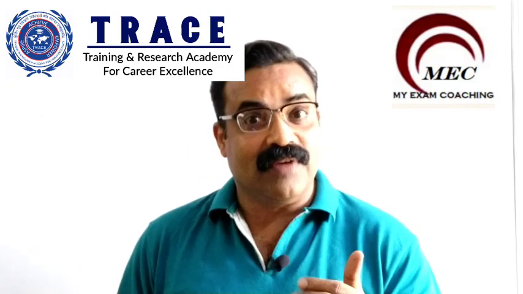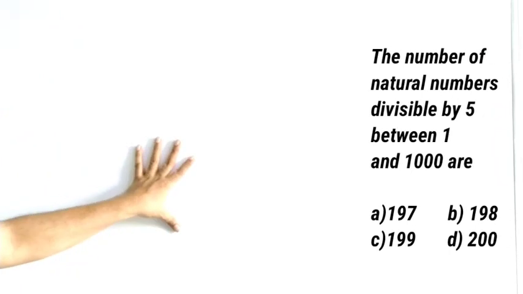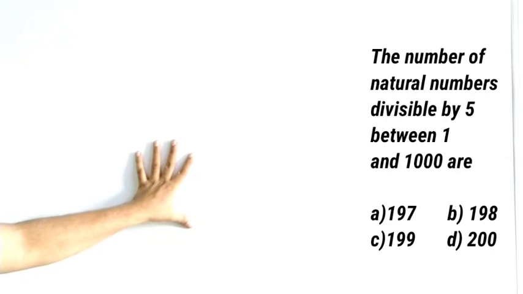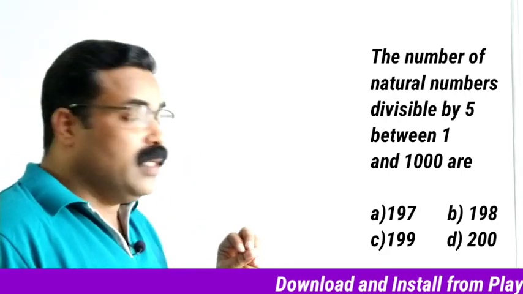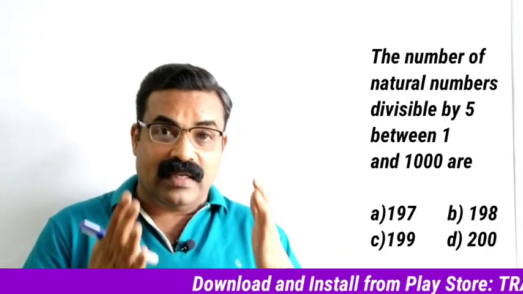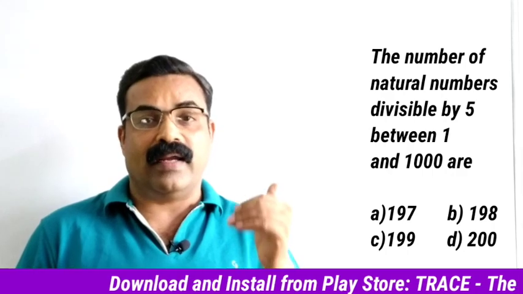So let us go to the first question. Here is your first question. All these questions are selected from the topic test of divisibility. Question number 1 is: the number of natural numbers divisible by 5 between 1 and 1000 are. The numbers which are divisible by 5 fall between 1 and 1000.